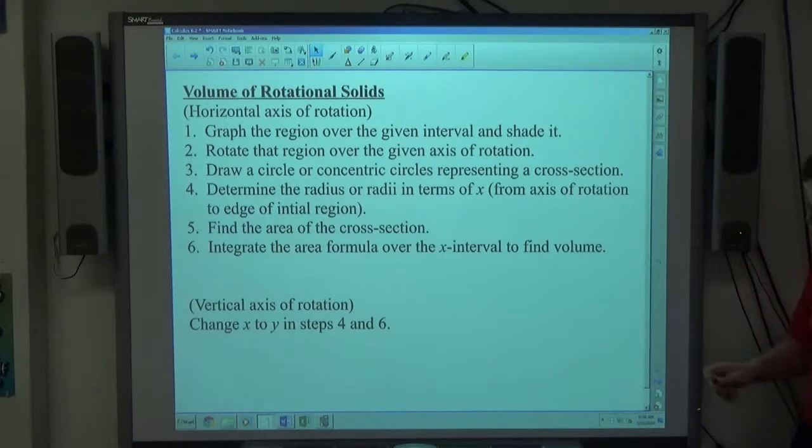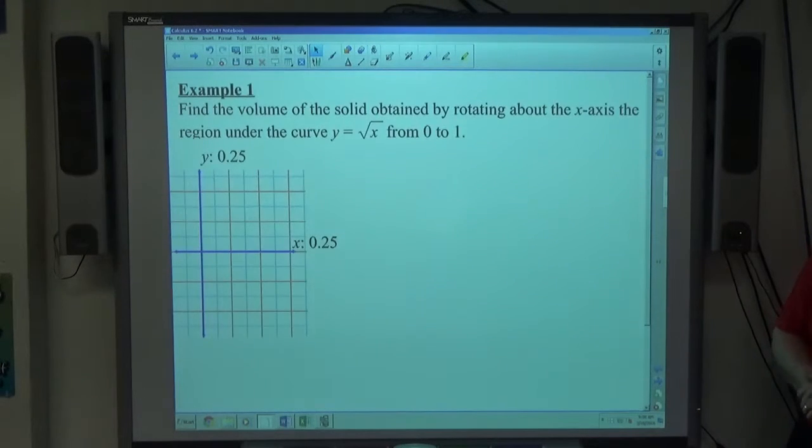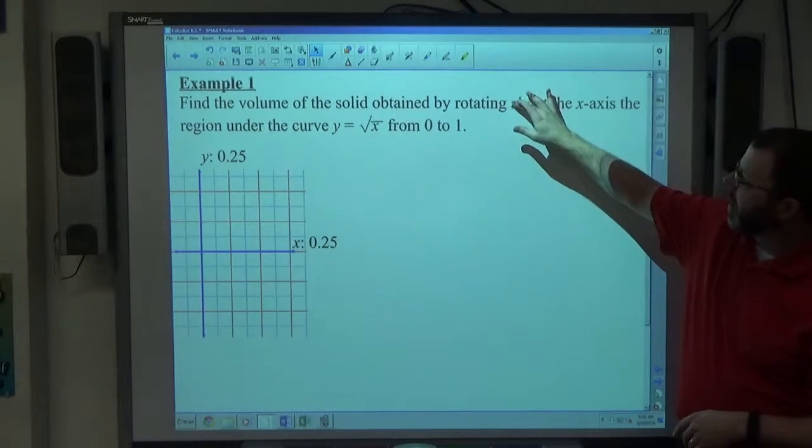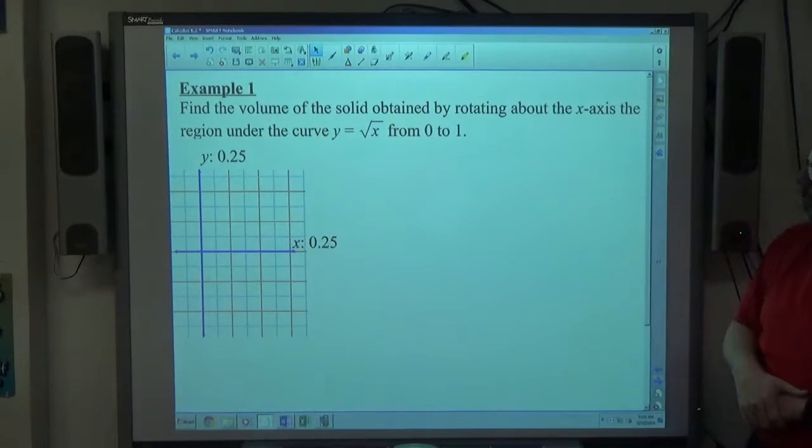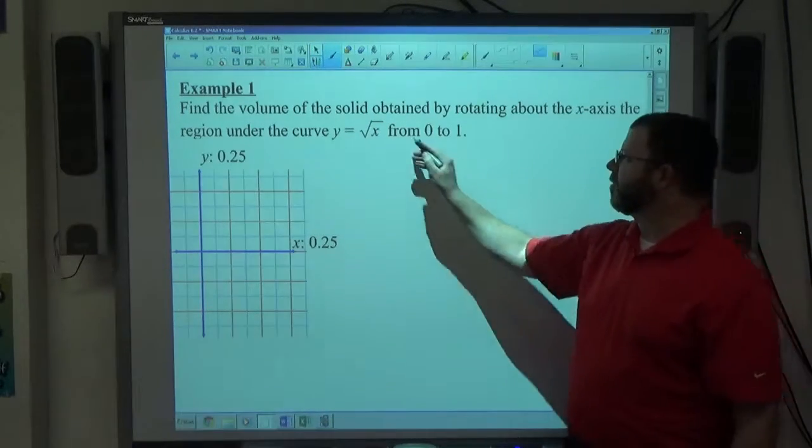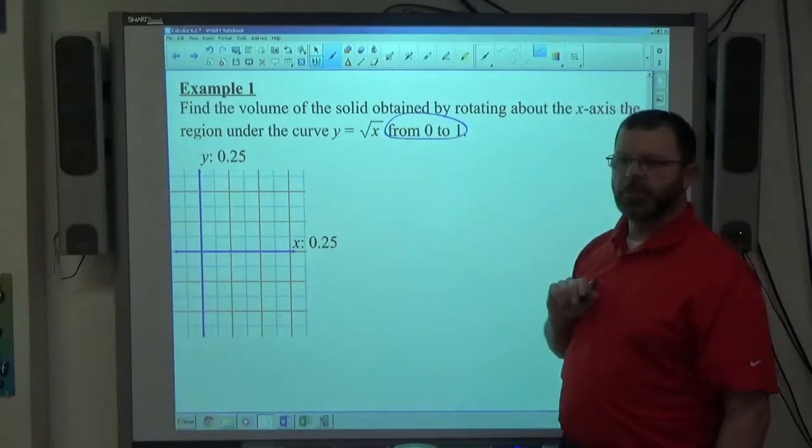Everything else is pretty much just applying a little bit of calculus to it. So, look at example 1. Find the volume of the solid obtained by rotating about the x-axis the region under the curve y equals the square root of x from 0 to 1. Anytime it says from something to something, that's from x equals those numbers.